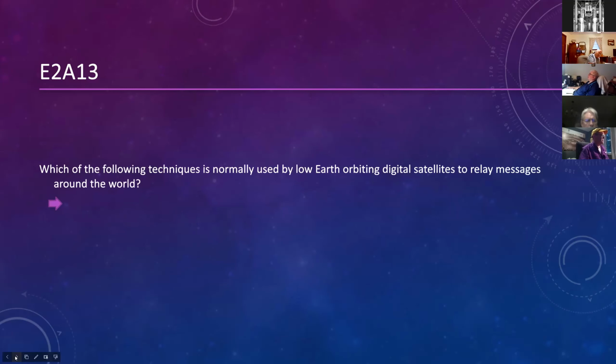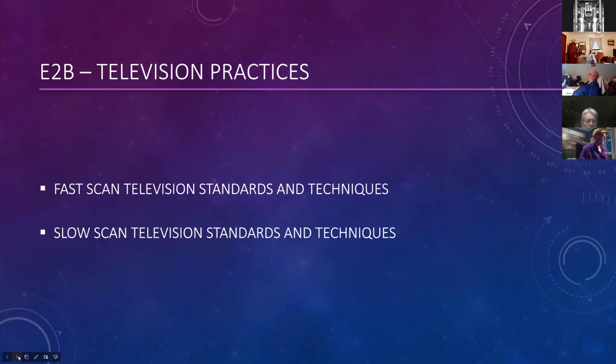Which of the following techniques is normally used by low Earth orbiting digital satellites to relay messages around the world? And it's the same thing, store and forward. So that's the first section. We're 20% done. Anybody want to say anything about any of those before we move forward?